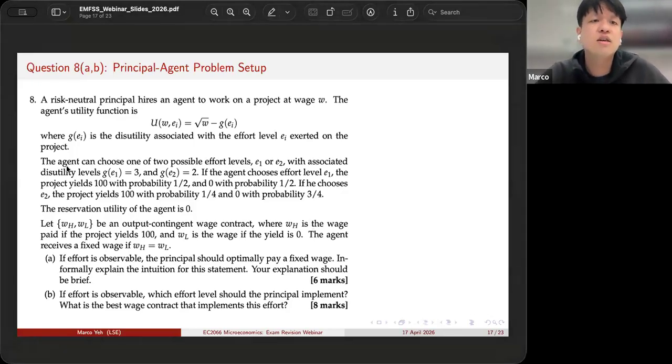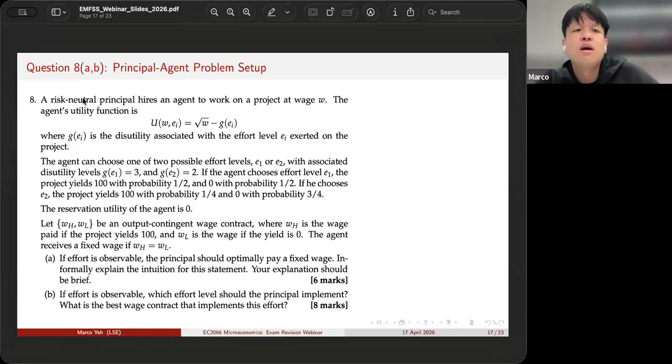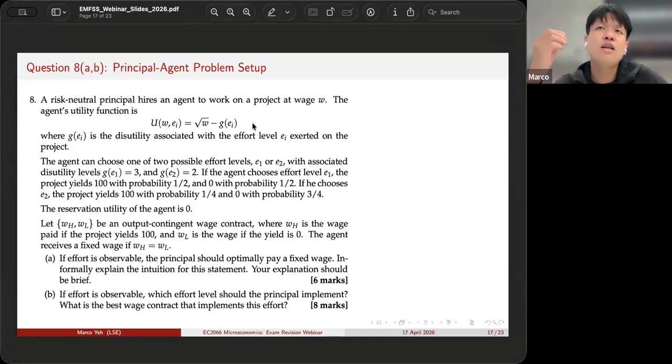Okay. So this is a principal agent question. I am a risk-neutral principal who only cares about expected profit. I want to hire someone to work for me. That person will be an agent, work on a project, and I need to pay the wage for his effort. The agent, my worker, has the utility function as follows. Note that we have a square root on the wage. So W is the wage received from me minus the effort cost. If they want to do some effort, they need to pay the cost for effort.